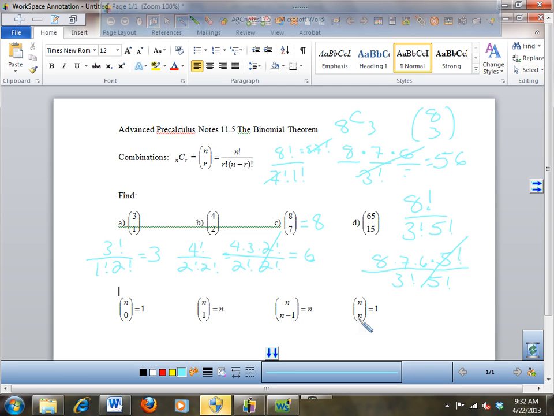N combination n, so 8 factorial over 8 factorial, or 8 combination 8, would be 1. 8 combination 1 would be n. 8 combination 0 is defined as 1. So you kind of have to know these in order to make it work. Do I have to do this one? Yeah. And I'll just show you how you'd set it up.